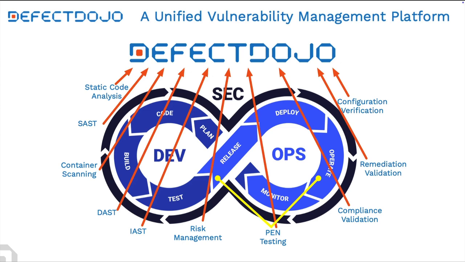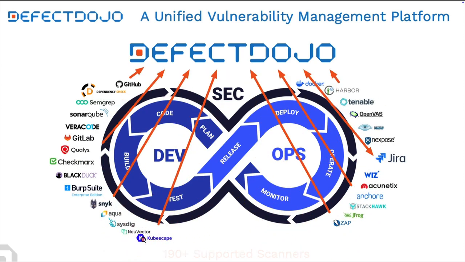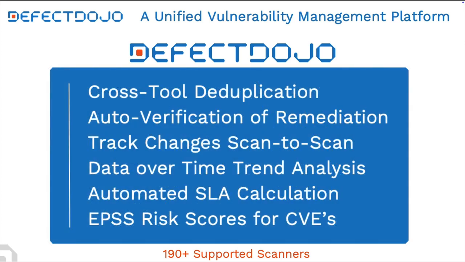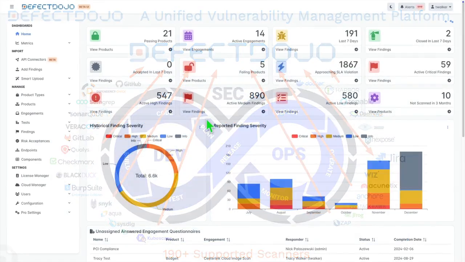DefectDojo doesn't require process changes or complex integrations because users can push or pull exported findings files from hundreds of security tools. And best of all, DefectDojo performs deduplication between tools, automated verification of remediation, and tracking of changes over time, helping security professionals focus on their priority actionable vulnerabilities. Let's review some of the highlights differentiating DefectDojo Pro.